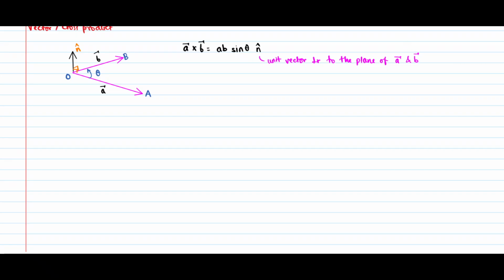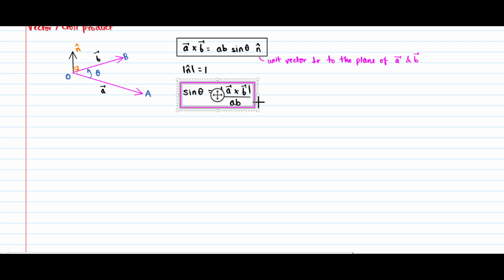Now also the magnitude of n, since it's a unit vector, is going to be 1, and this formula is also something that you need to know. Let's say you need to find the angle in this case, and we already know the cos theta formula, so it's going to be similar. It's going to be sine theta equals magnitude of A cross B divided by AB. In this case magnitude comes up since we need to multiply the quantities without getting a direction. We don't need the direction when we are calculating sine theta. So that's it. Now let's go on to the geometrical meaning.